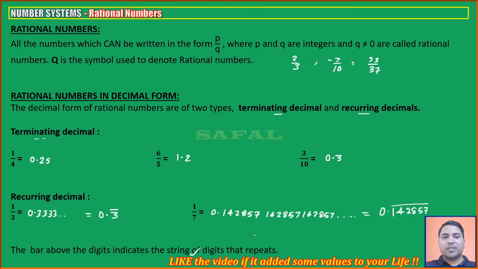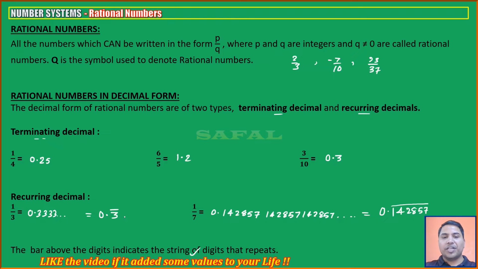So a rational number in decimal form can have a terminating decimal or a recurring decimal. Whenever it has a recurring decimal, we put a bar above the digits which are repeating and then write it. And what does that bar indicate? The digits which are repeating.